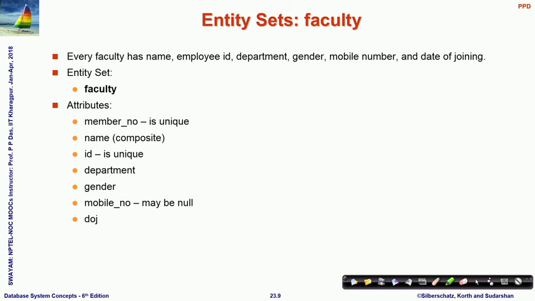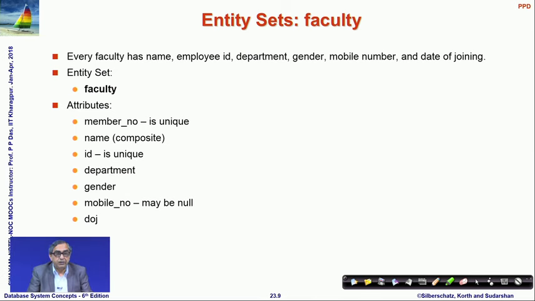So, we have books, we have students. Similarly, we will have faculty. Again, this process will continue by extracting different parts from the specification. So, this is a statement about the faculty, and we know that there will be a faculty entity set with attributes like member number, name, ID and so on. So, it should be quite obvious.